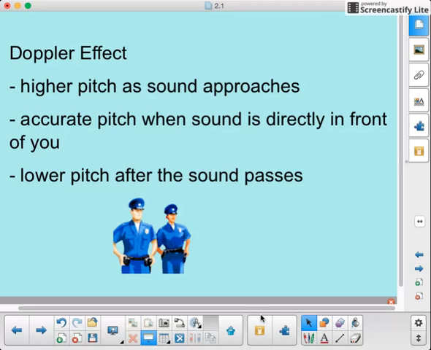Those are the notes for Module J, Unit 2, Lesson 1. Topic is sound.